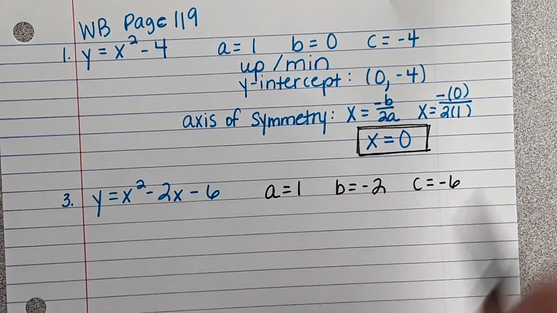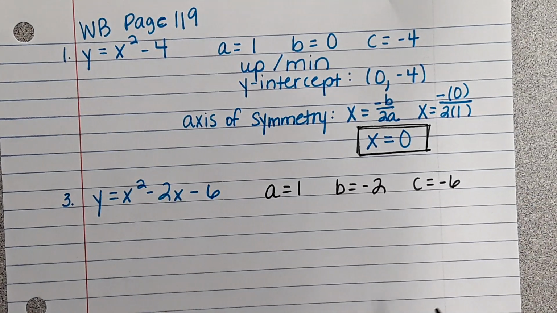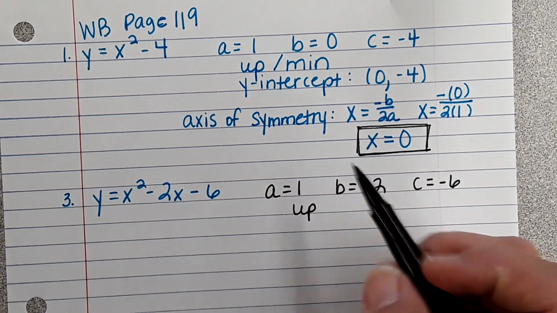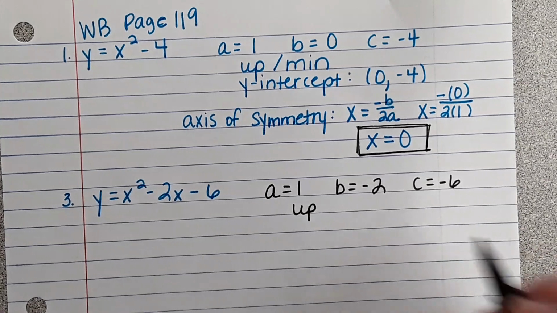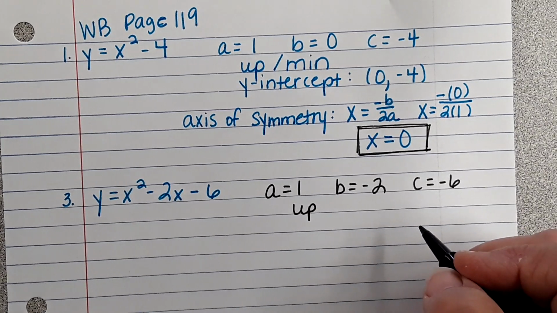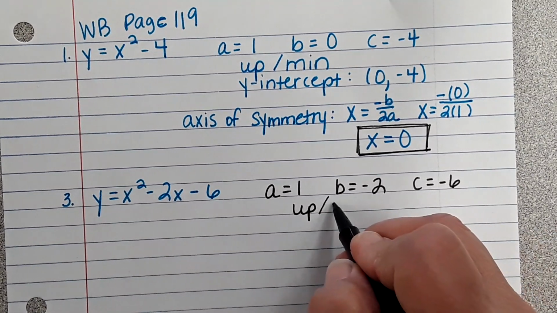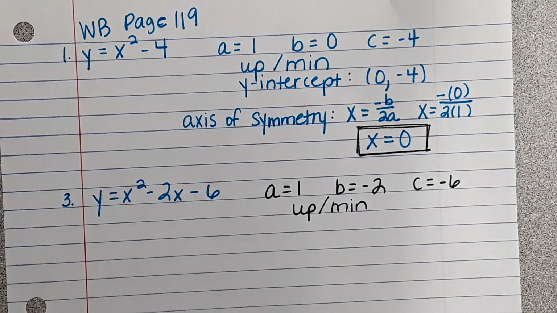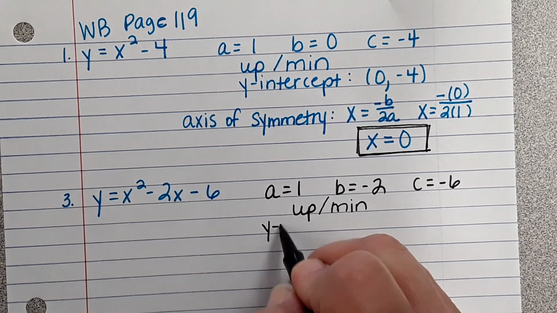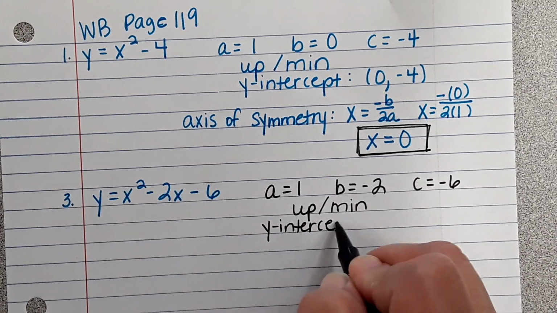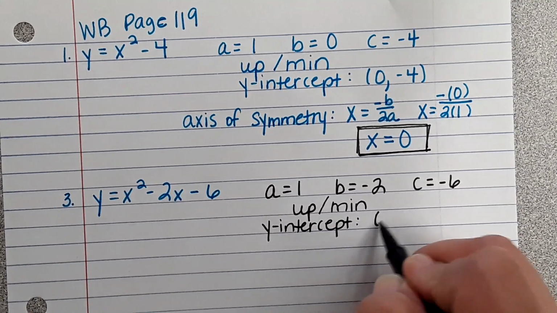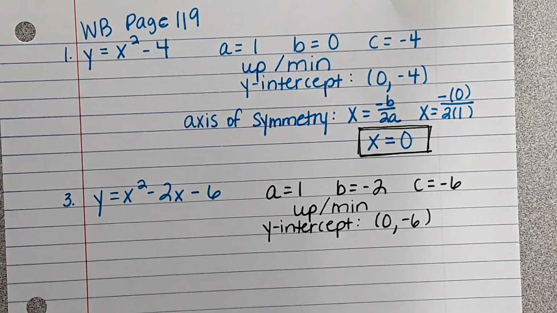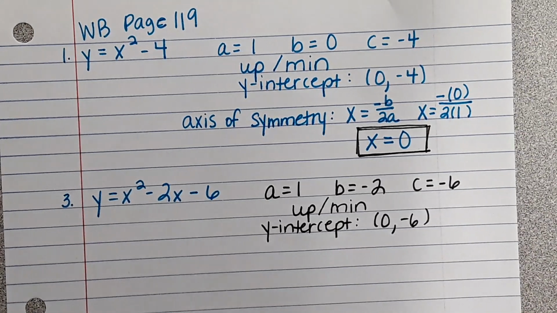Now, does this parabola open up or down? It opens up. Why does it open up? And if A is positive, what does that tell me about my vertex? It is the minimum because the parabola opens up. That means the vertex is at the bottom of your parabola. What is my y-intercept? Yep, (0, negative 6) because it's (0, c). And now we're going to add that one more piece, the axis of symmetry.